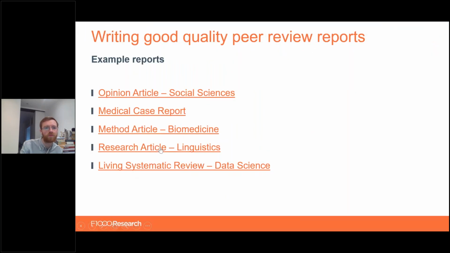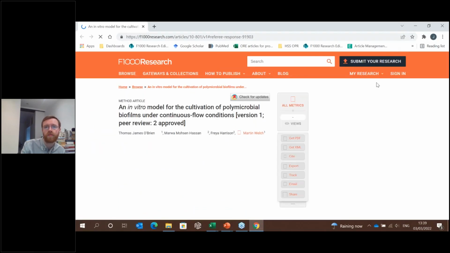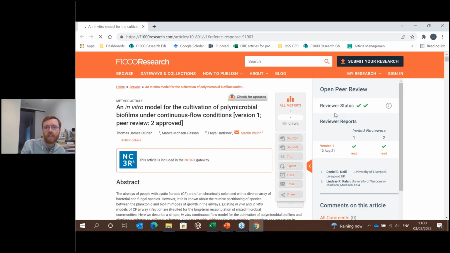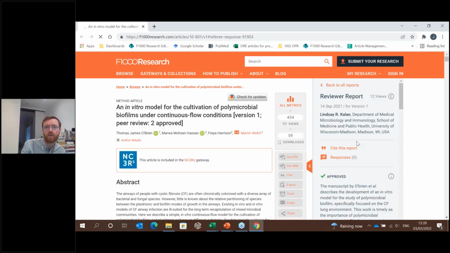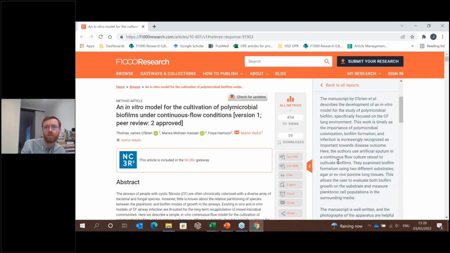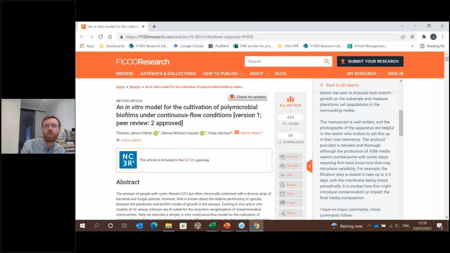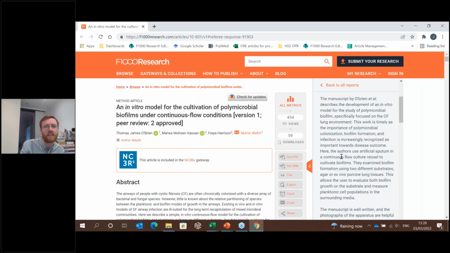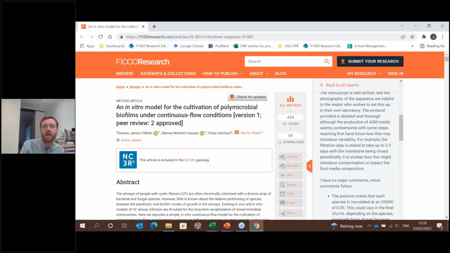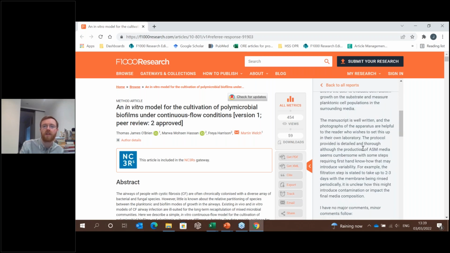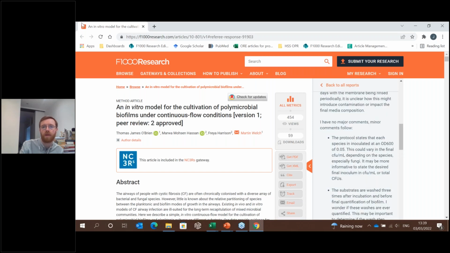And what else would be useful to see? A method article for biomedicine as well. We have quite a few people working in the STEM area. And we see here an example of a good quality approved report, which, rather than, as you will occasionally see in some other open access papers, someone simply saying this is good quality research, is quite an in-depth discussion of the manuscript, pointing out a few minor points that might be addressed.